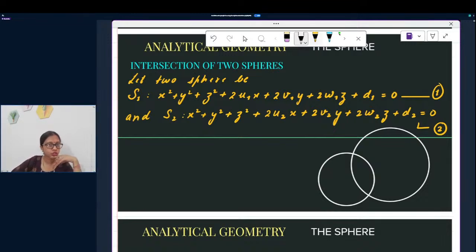Can you see that the intersection is a circle? That intersection is this, a circle.